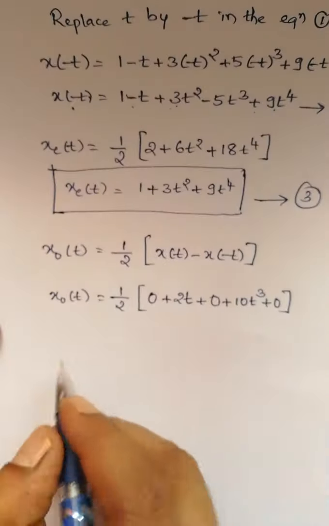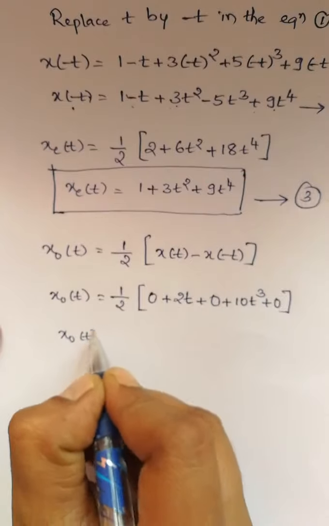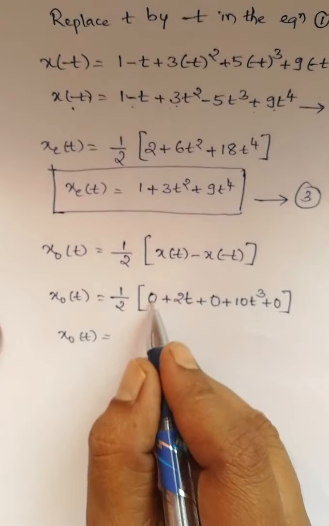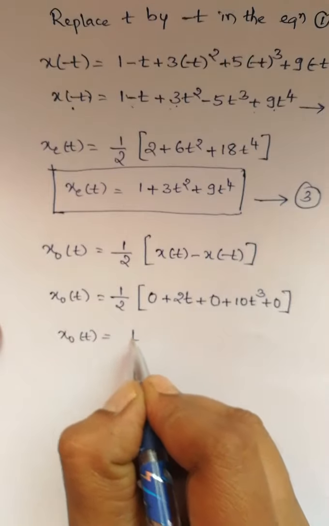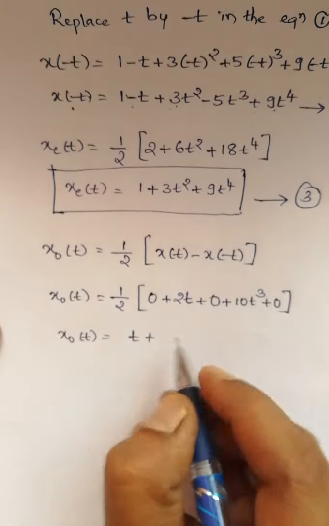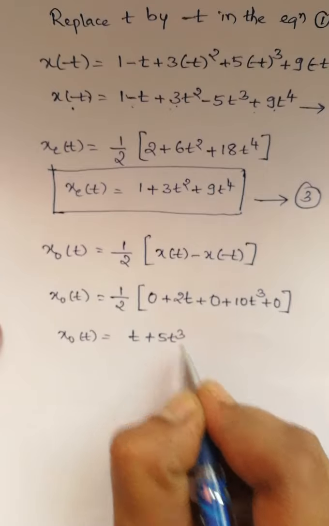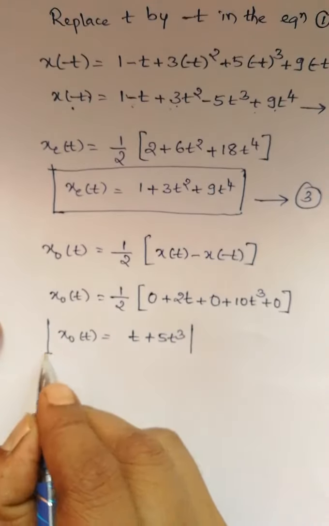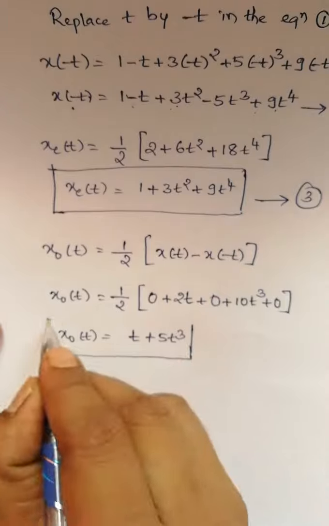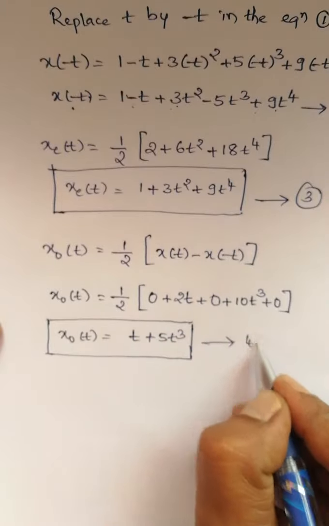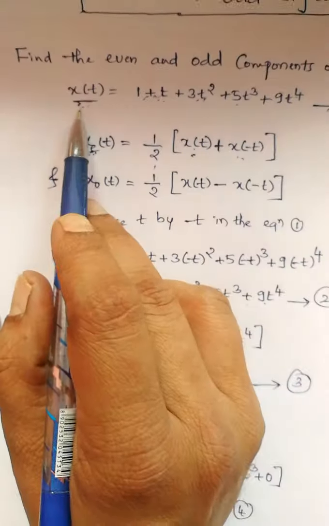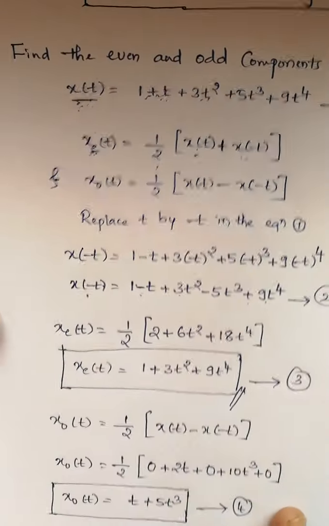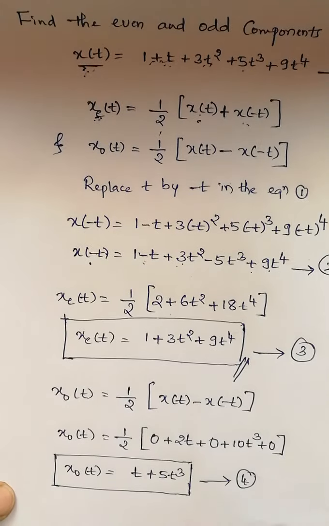Further simplification: x o of t equal to 0 by 2, which is 0, next 2t by 2, that is t, plus 10 by 2, which is 5t cube. Hence this gives the odd component of the given signal. Let us represent it as equation number 4. So from the given signal we calculated the even component, and from the given signal we calculated the odd component. Thank you.